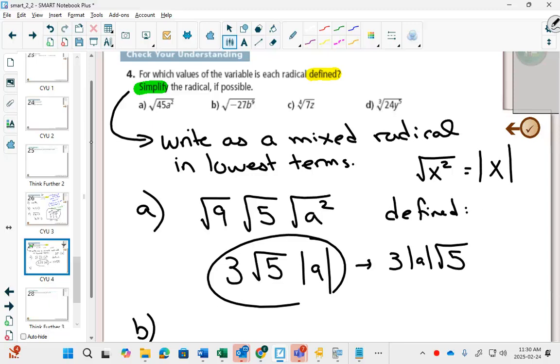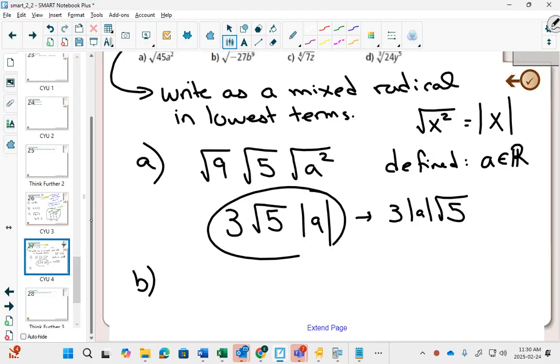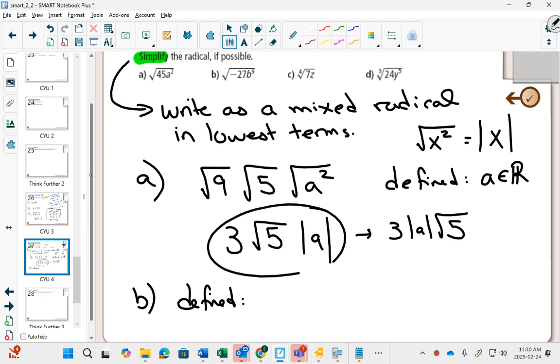So where is this one defined? Everywhere. Positive numbers work, negative numbers work, 0 works, everything works. For B though, let's do the defined thing first. In B, it's a square root. Can't square root negatives. There's a negative inside.